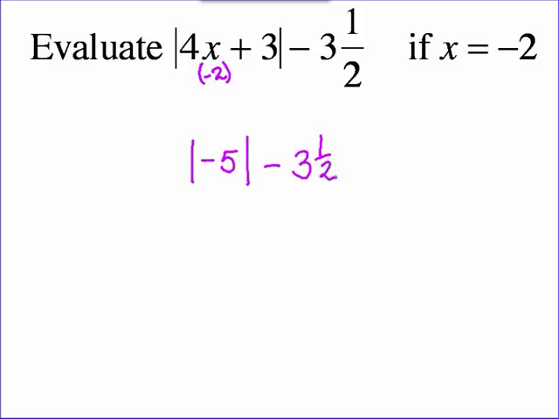That's what 4 times negative 2 is, and you add 3 to that. So absolute value of negative 5 is positive 5, minus 3 and 1/2. And what do we end up with? What's 5 minus 3.5? 1.5. If you think about it in terms of money, you have $5. You subtract $3.50. You should have $1.50 left.